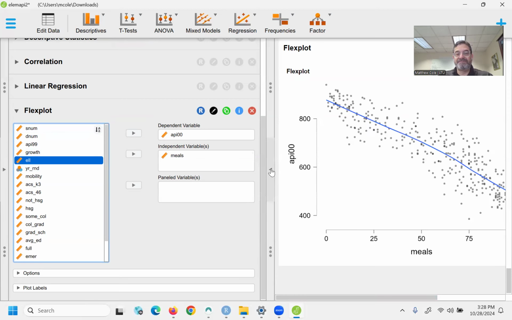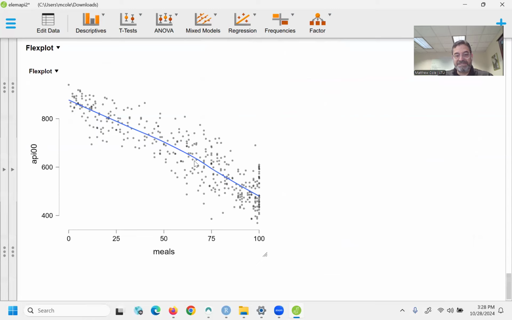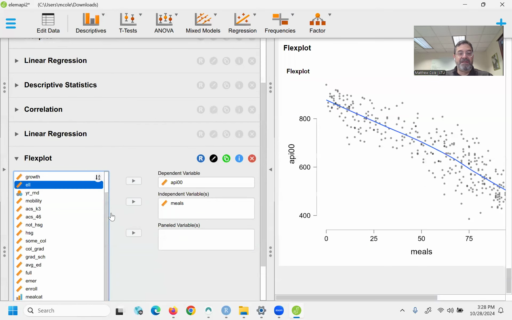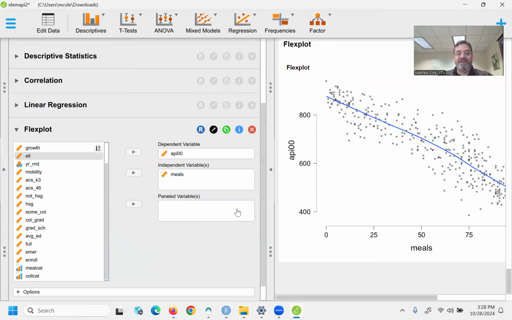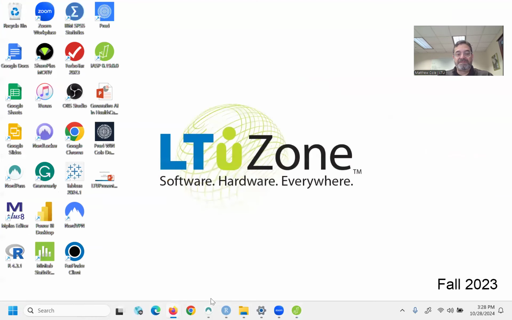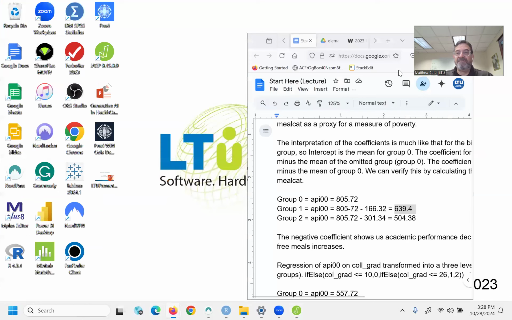Now look at that. Almost a straight line predicting the drop in meals. So I actually really like this flex plot a lot, because, and remember it's under descriptives, it's flex plot, it's going to show us that best fit line, whether or not that best fit line is linear or curvilinear. All right, what else do I need to teach you before I give you the assignment?